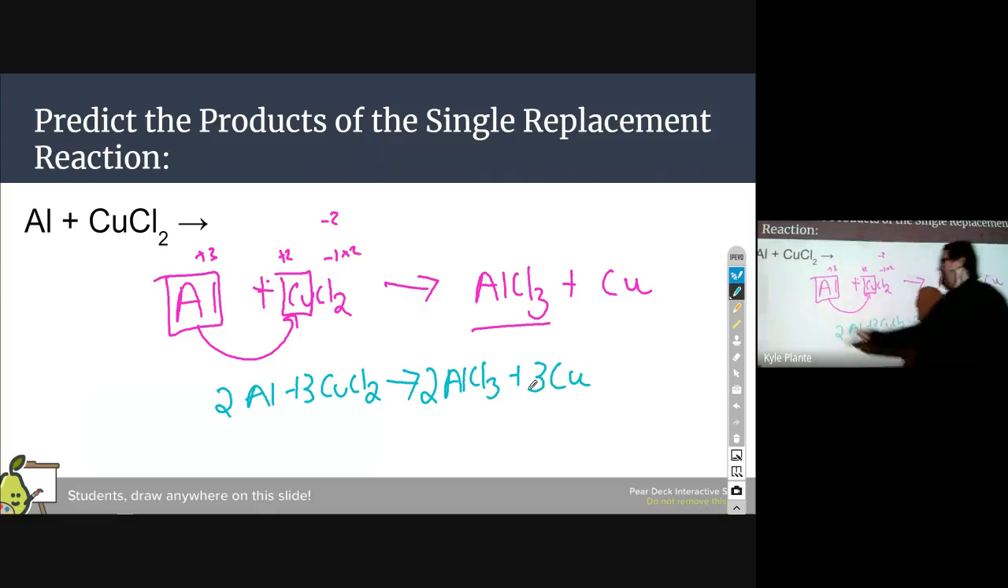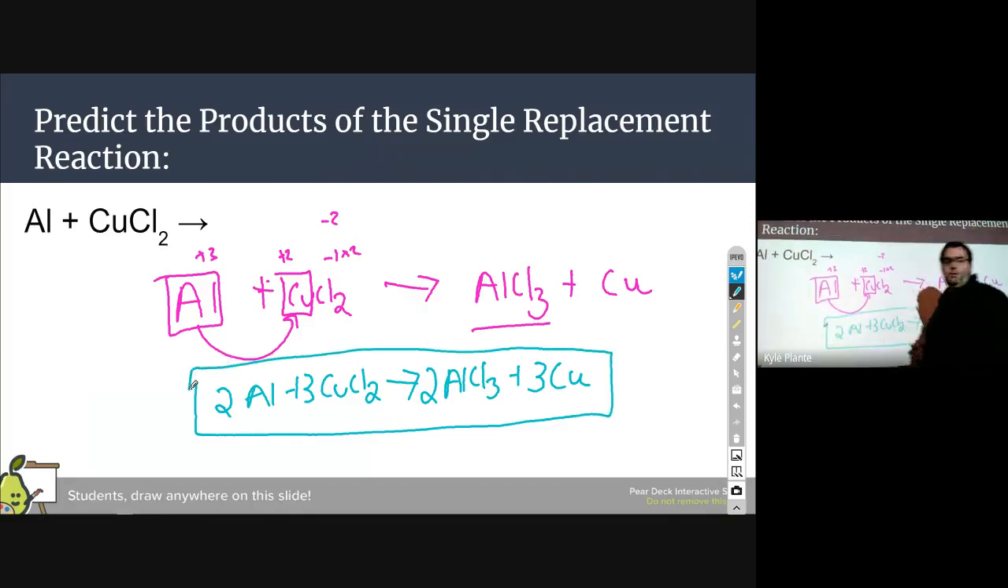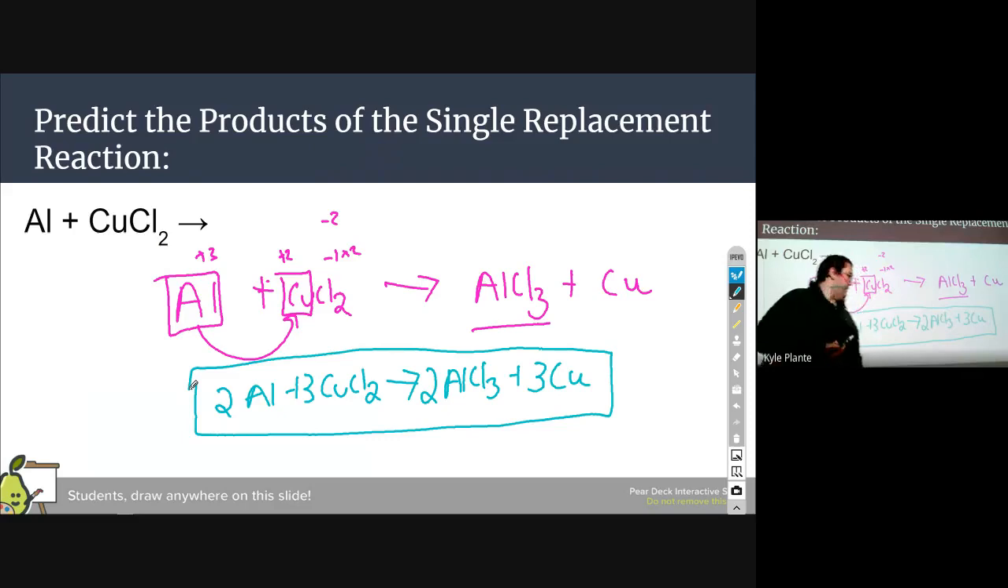This is the 100% correct answer for this problem. This is the answer I'm going to be looking for on your homework quiz. This is the answer I'm going to be looking for on your exams. A complete balanced equation with the proper products that have been predicted.